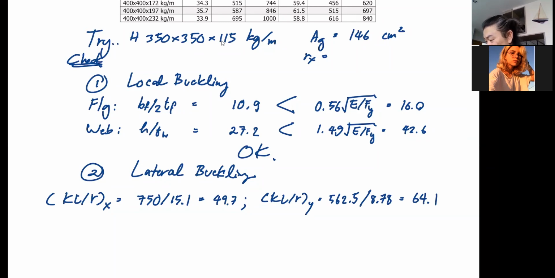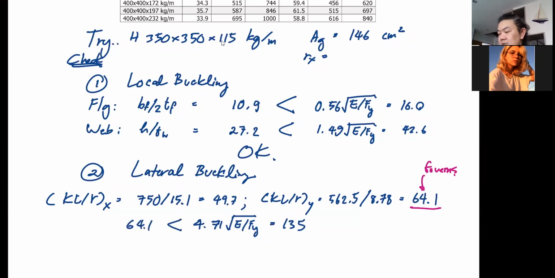So you can say this one governs. And you are going to compare this one with the limiting value of 4.71 square root E over Fy, which is 135. And this one is greater than 64.1. So now you can say that you have inelastic buckling, right?